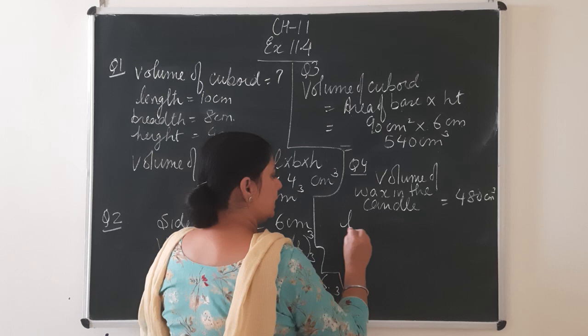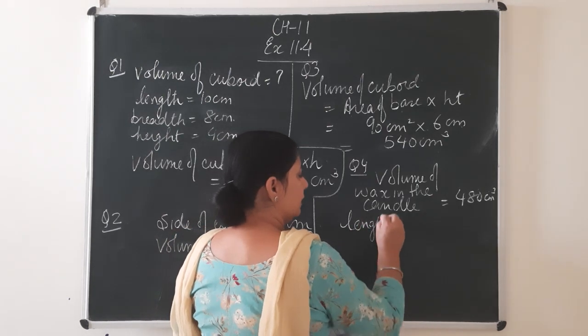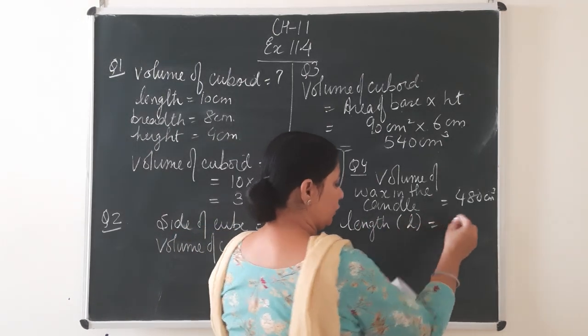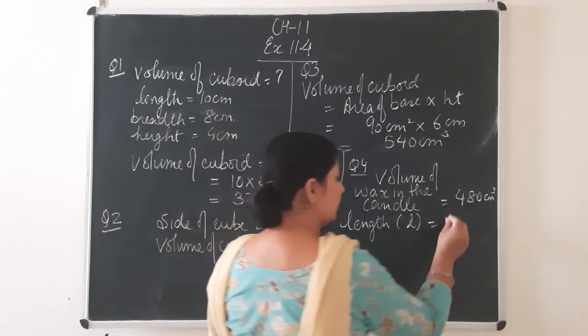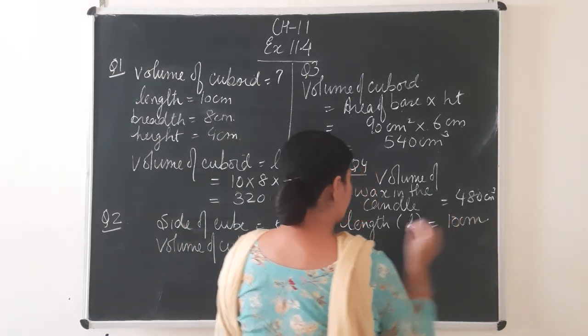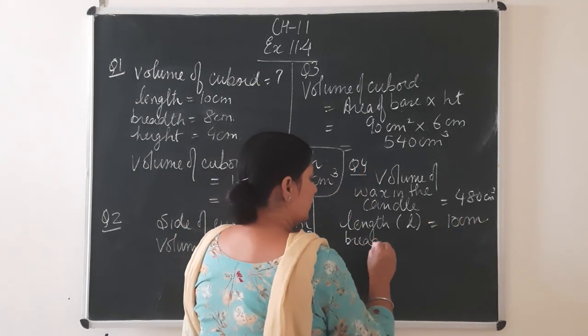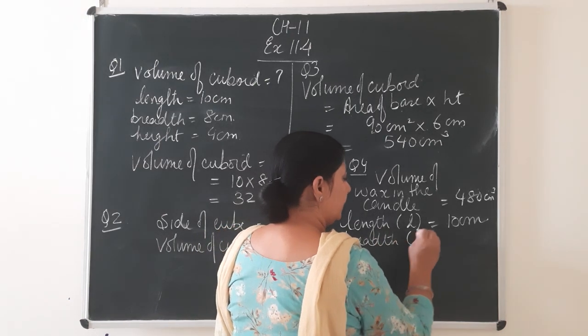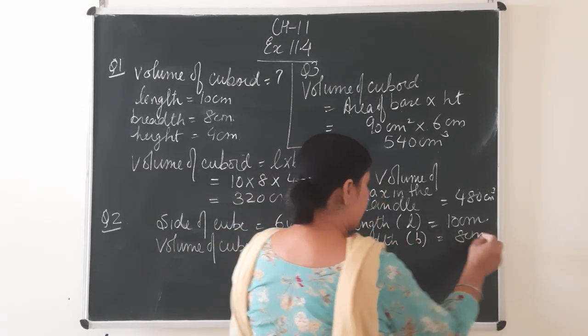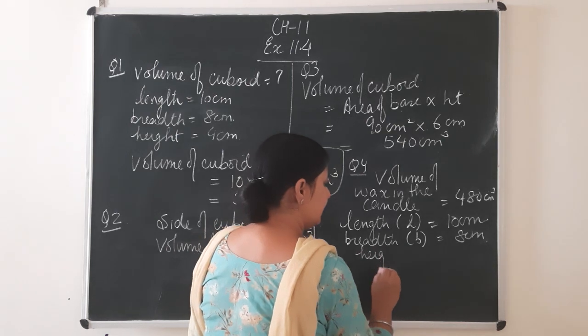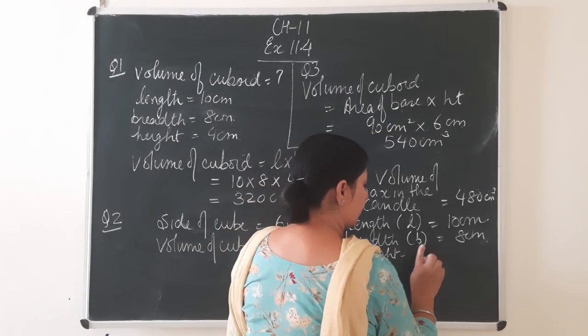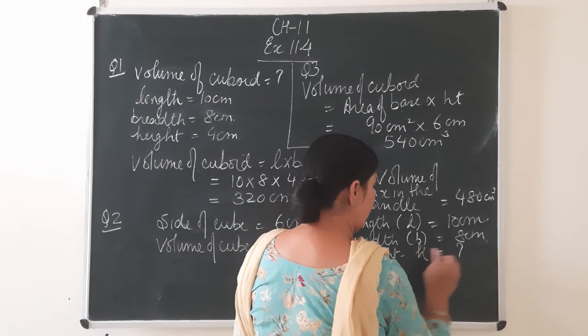Right, beta? The length of the candle, length L, is given to me equal to 10 centimeter. The breadth B is given to me, beta, equal to 8 centimeter, and I have to find the height H. Height H I have to find.